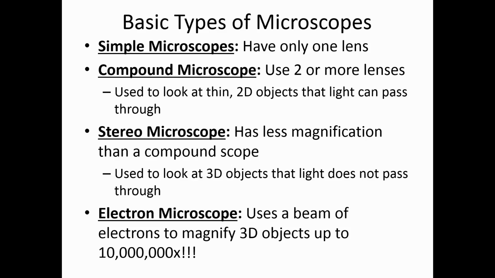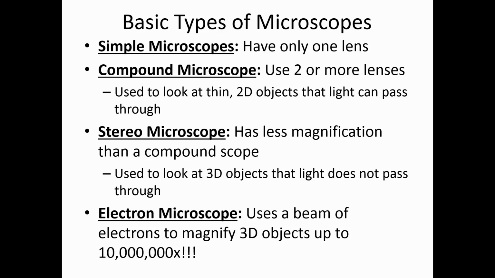Okay, the third type of microscope is a stereo microscope. These have less magnification than a compound scope, but they give you the ability to look at 3-dimensional objects that light does not pass through. Okay, so this is one where you could stick your hand or any sort of random object underneath it, and you could magnify it. Again, you won't be able to magnify it to the point of seeing cells, but you can get a much closer look at them. Stereo microscopes are at times called dissection scopes because you can dissect small things underneath while using a stereo microscope.